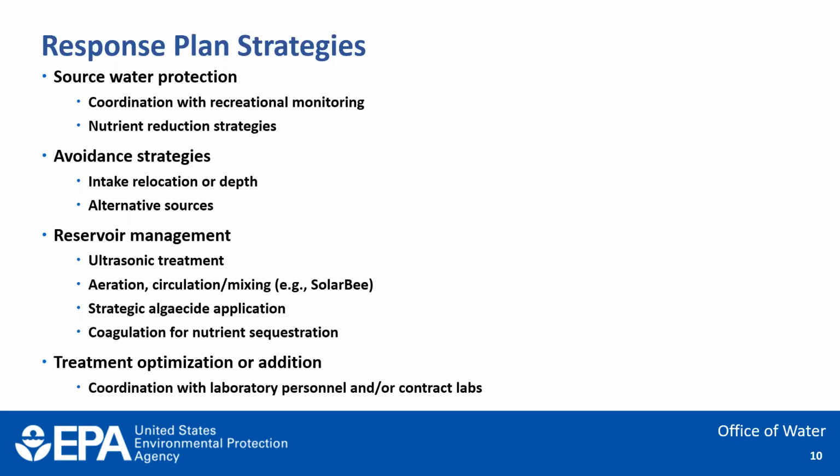So these are all strategies you can take within the reservoir to reduce the problem from even getting to a point where it becomes a problem for your treatment plant. And then treatment optimization, so coordinating with laboratory personnel and contract labs. So having plans in place for taking samples, whether it's a contractor that does it, or having the resources and contacts in place for if a bloom does come and you need to get samples with a quick turnaround time, having those options in place prior to the problem is important.